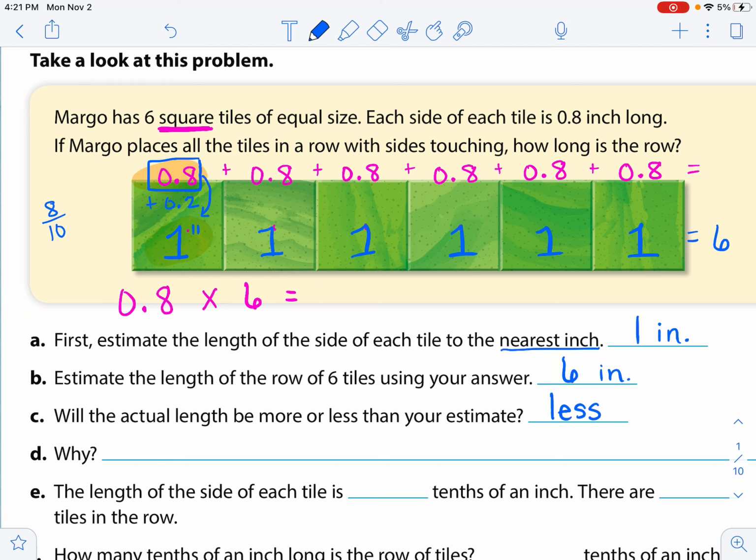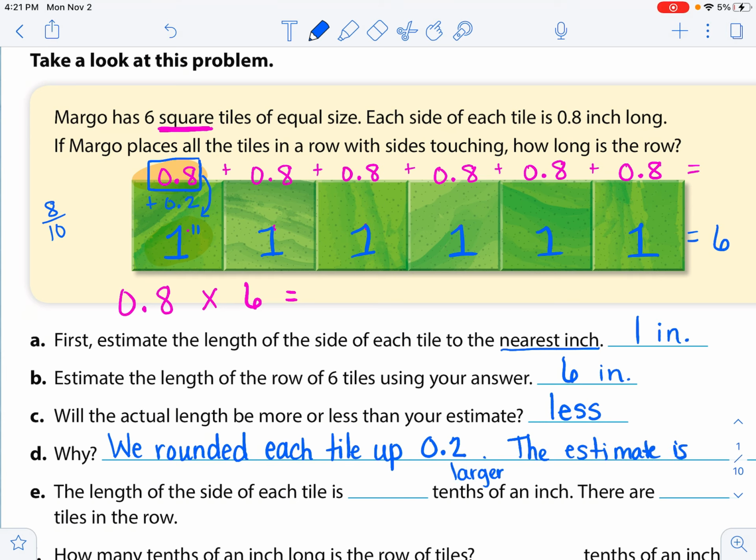Okay? And that is because we rounded each tile up 2/10. Okay? So I hope you understand that by rounding each tile up 2/10, the estimate is larger than the actual answer.